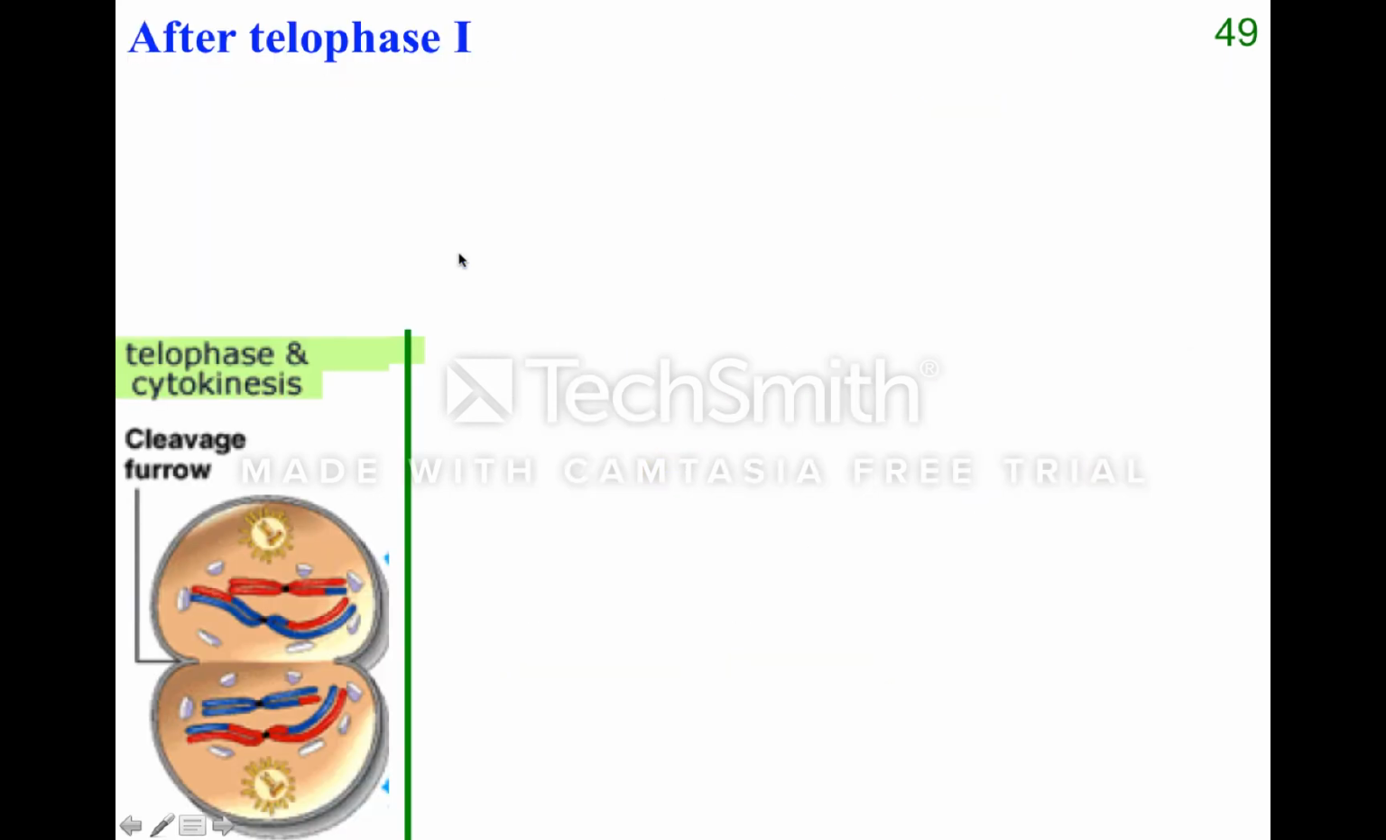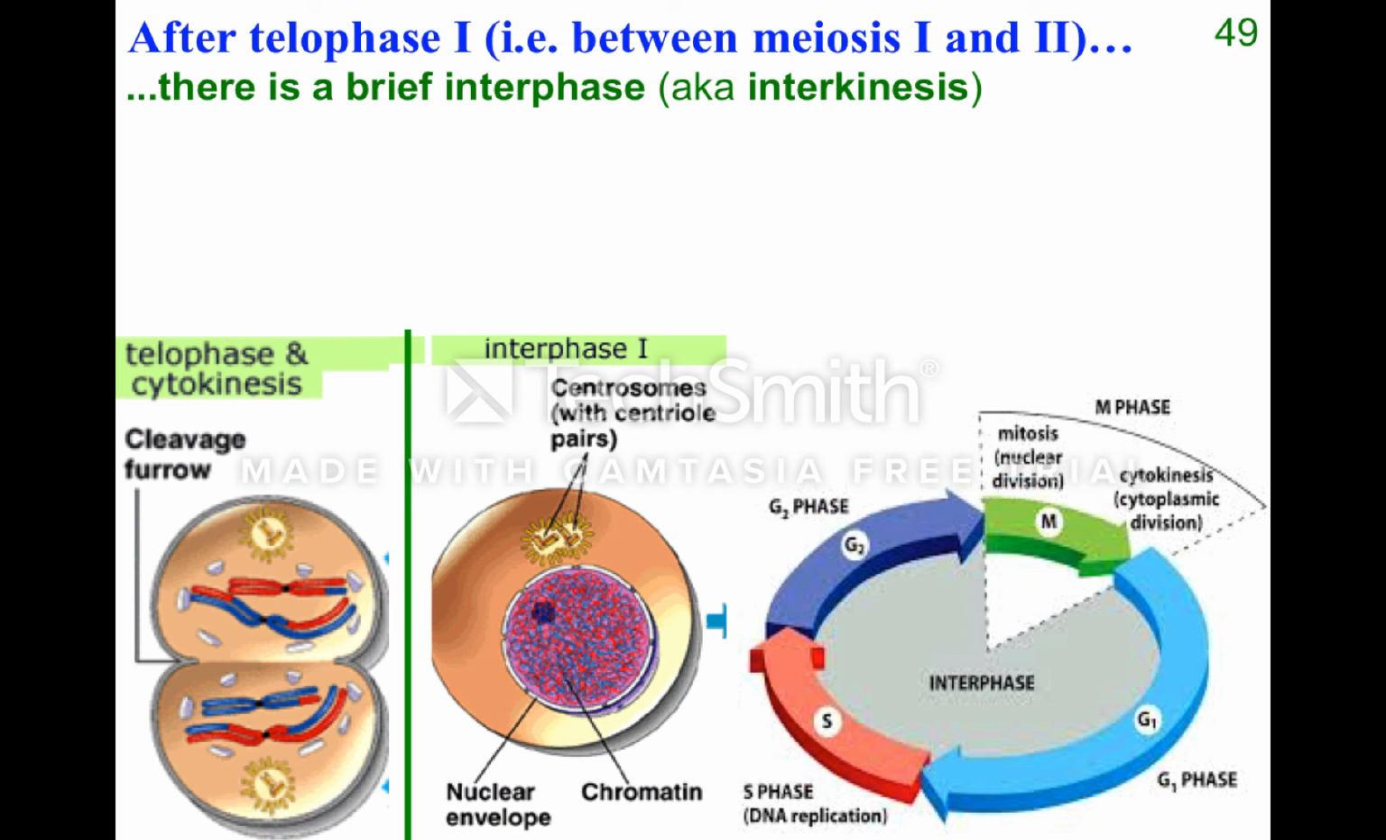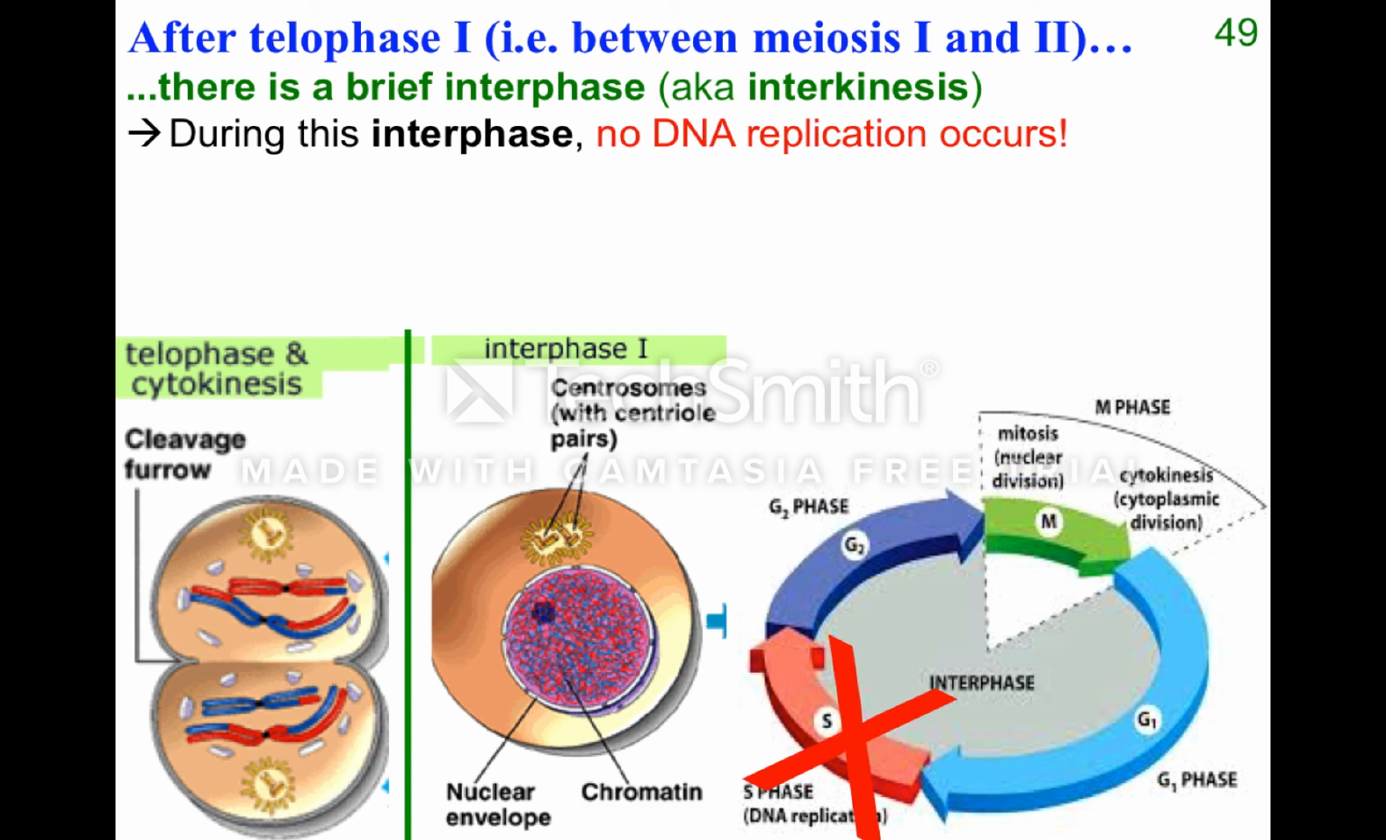All right. So after telophase 1 is done, between meiosis 1 and meiosis 2, there is a very brief interphase. We call it interkinesis because it's in between meiosis 1 and meiosis 2. It's kind of in between phases. During this interphase, we don't do DNA replication. That's very important because we don't want to double the DNA. We can't anyway, because notice the DNA is already doubled. It's already replicated. We can't do DNA synthesis again.